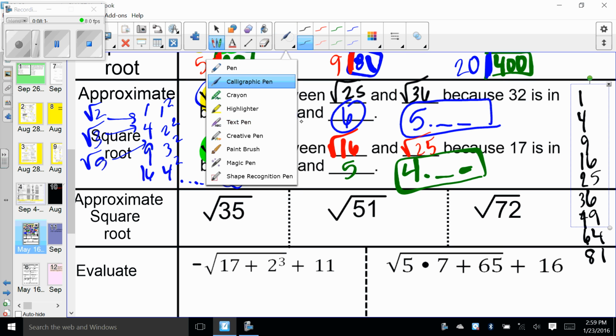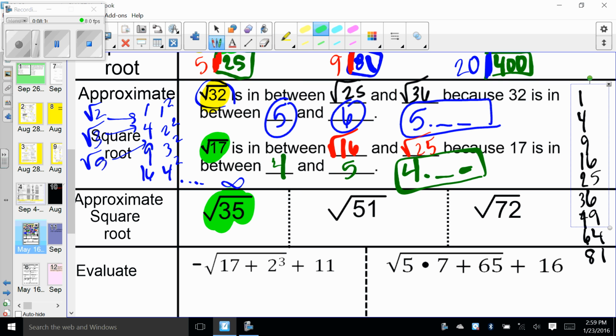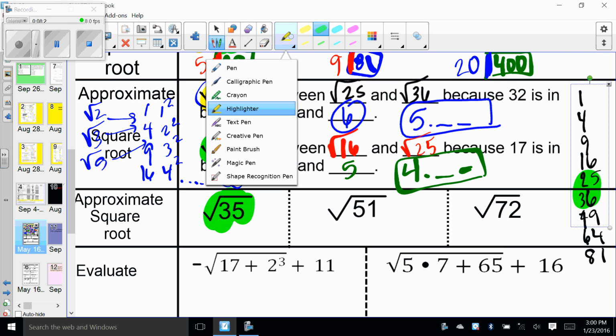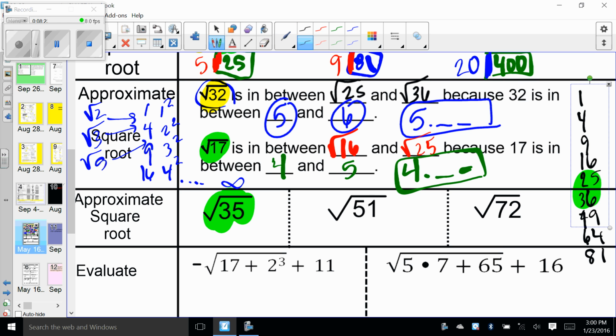So the square root of 35 right here, we have to approximate because it's not perfect, but we know it's in between 25 and 36. So we say that the square root of 35 is in between the square root of 25, which we love, and the square root of 36, which we love even more.